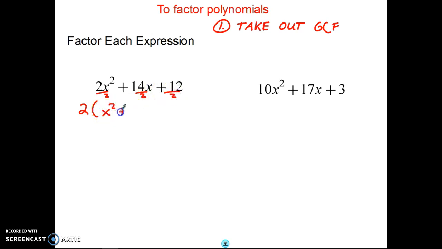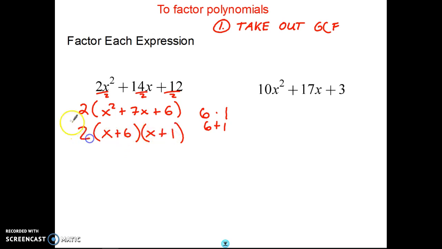I get x squared plus 7x plus 6. And now, just like we did the other day, we're going to look for factors of 6. And since the last sign is positive, my factors have to add to be 7. Of course, 6 times 1 gets you 6, and 6 plus 1 is 7. So that will work. So then in my parentheses, I know I'm going to have x times x, and I'm going to have plus 6 plus 1. And don't forget the 2 on the outside that you pulled out at the very beginning. You need to have that there.